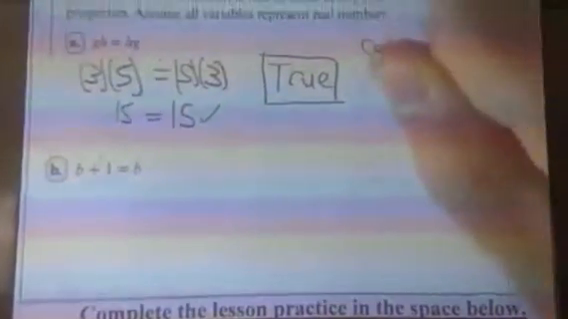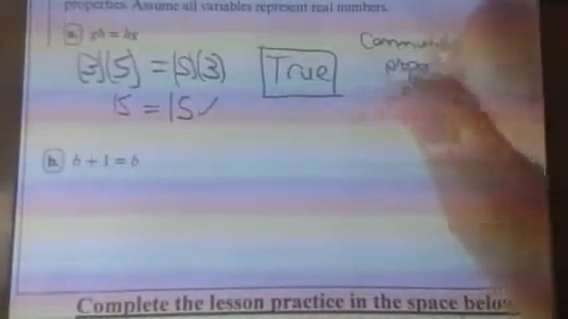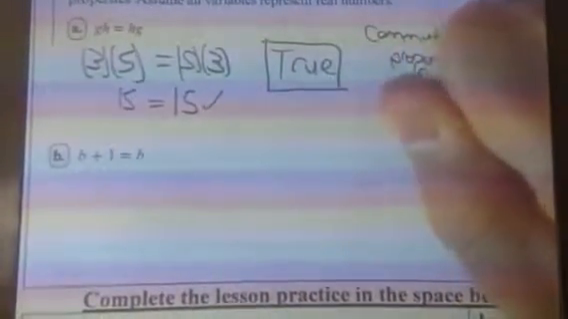Well, what's 3 times 5? 15. What's 5 times 3? 15. Alright? So that statement is true. That validates the commutative property. So it says to justify using the properties. So this is the commutative property of what operation? Multiplication.